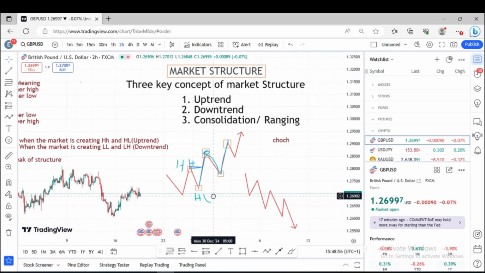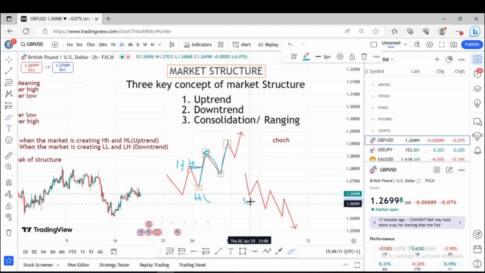So when you see something like this in the market, you know that the market is now in downward movement, which is a downtrend. Here you see the lower low. Here you see the lower high. Then here you see the lower low again at this point. Then here you see the lower high again.